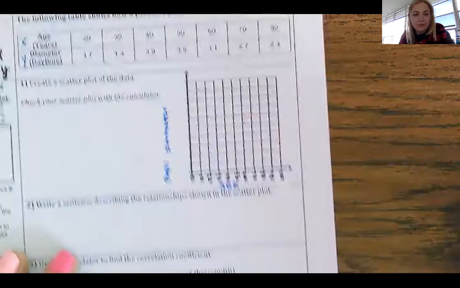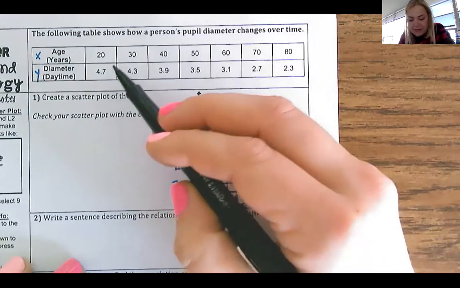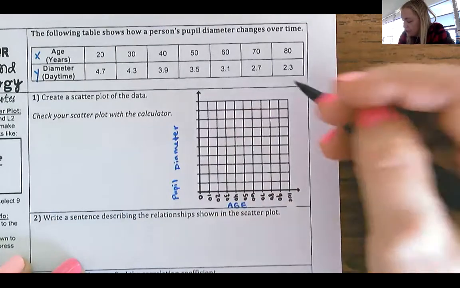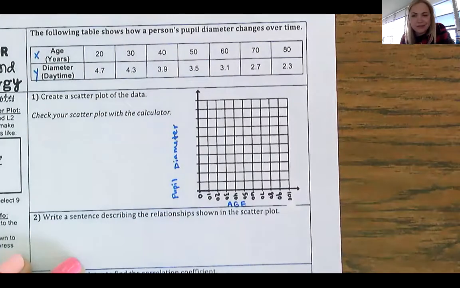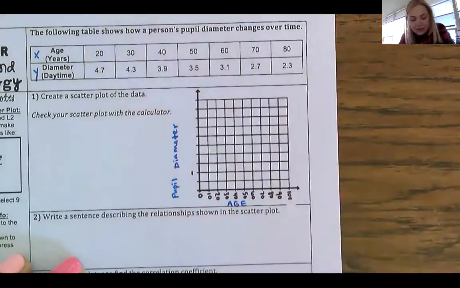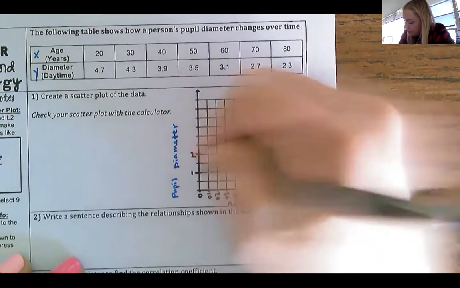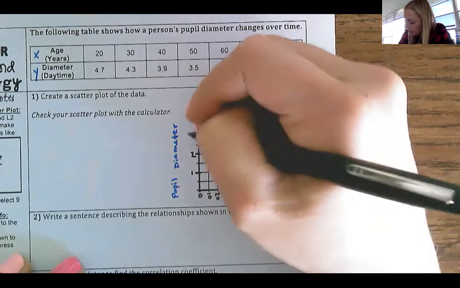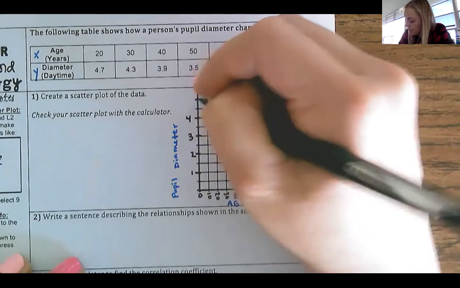On the Y-axis, we are going to put our pupil diameter. Now the biggest pupil diameter goes up to about 4.7, and the lowest is somewhere around 2.3. So I'm going to count by ones, but I'm actually going to skip a space in between. So technically I'm counting by 0.5. So I've got skip a space and then 1, skip a space, 2, skip a space, 3, skip and then 4, skip and then 5.